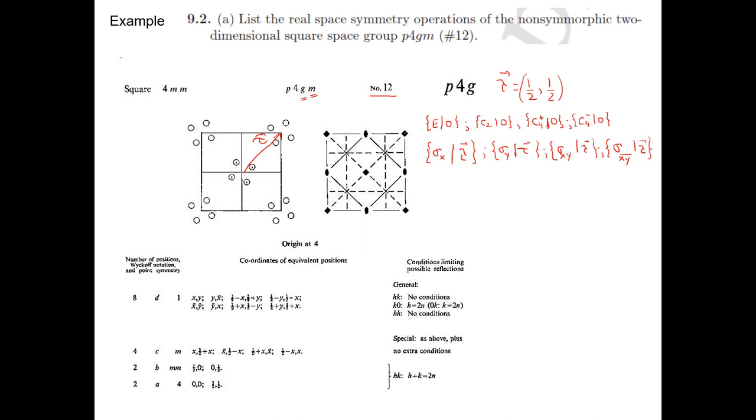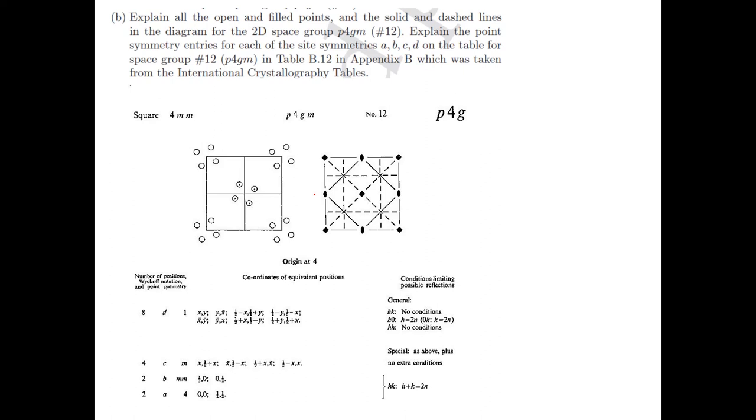So, and this is a non-symmorphic group, as you can see. Okay, letter B. Explain all the open and filled points and the solid and dashed lines in the diagram.